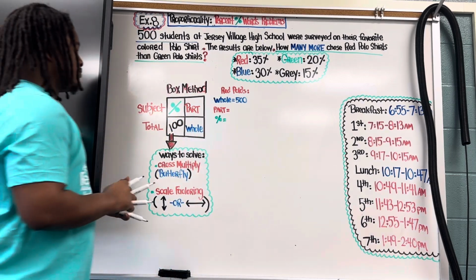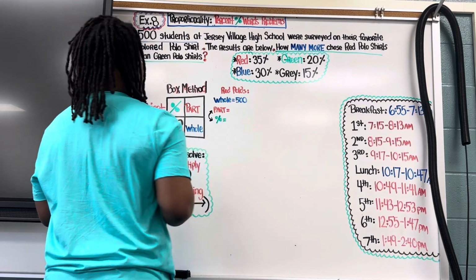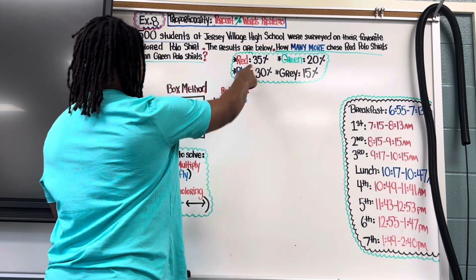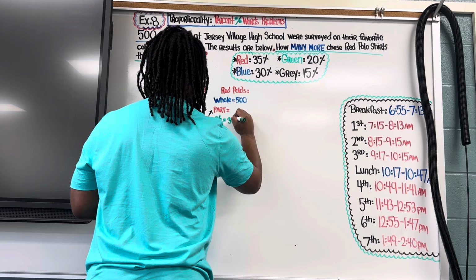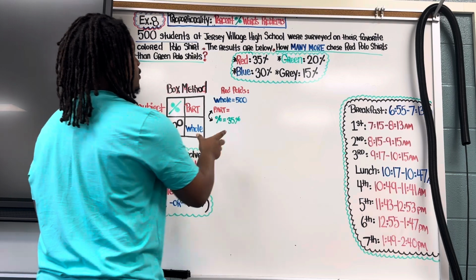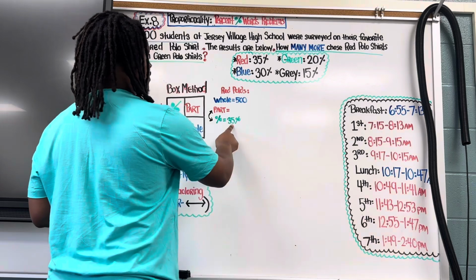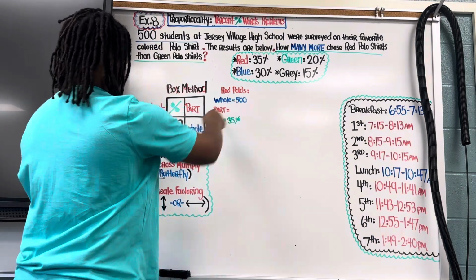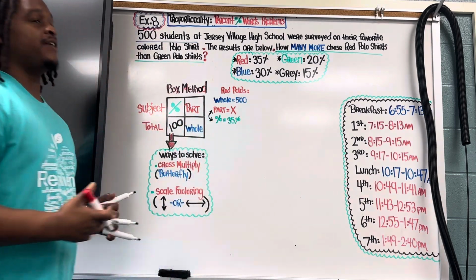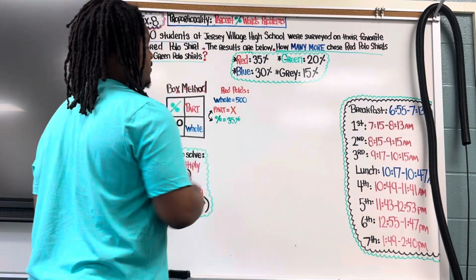So once again, this is dealing with red, guys. The percentage of students that chose red polos was 35%. But once again, we don't know the exact number of students that chose red. All we know is that the number is 35% of the total, which is 500. So what we can do is set the part as X, and we can find out how many students chose red polos out of the 500 students.